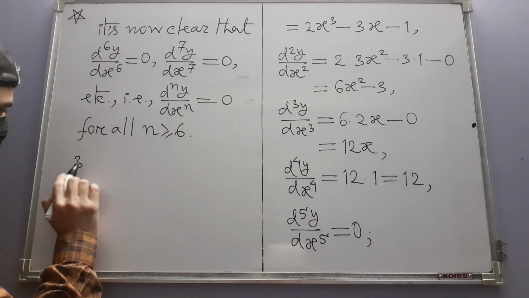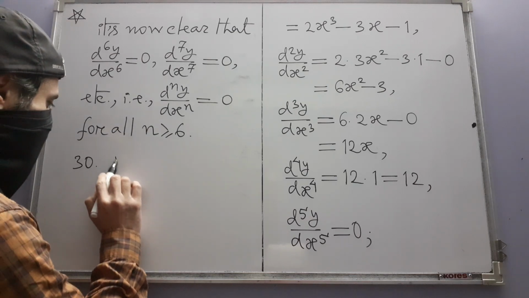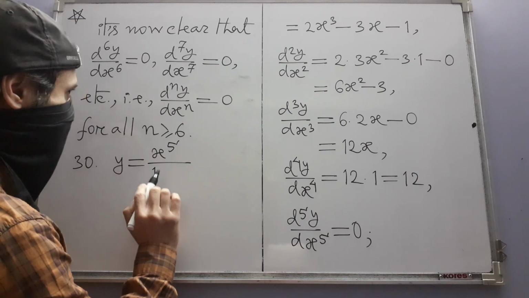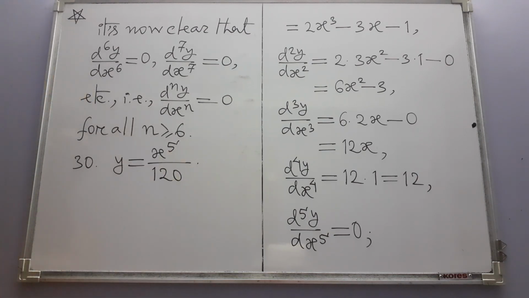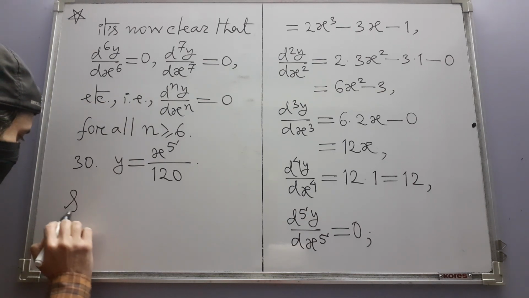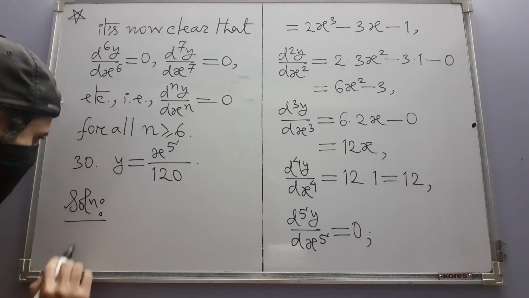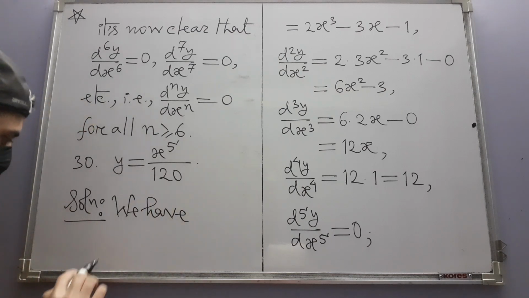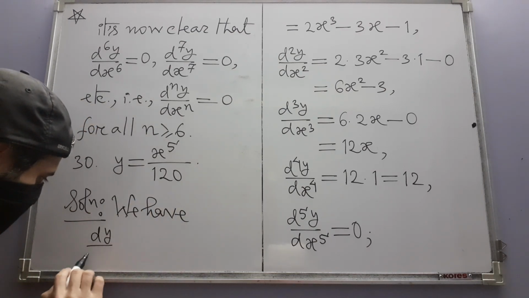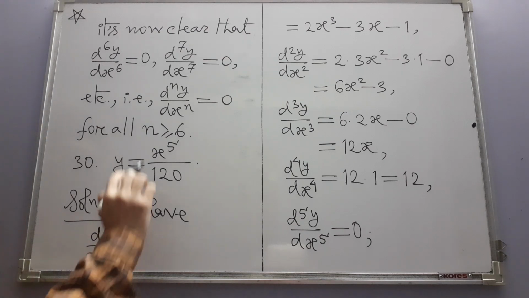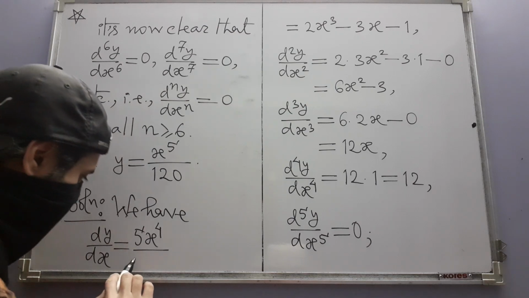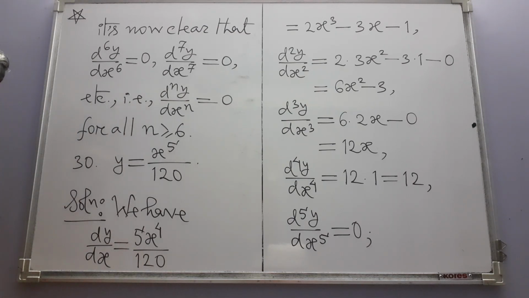Similarly, we have this 30th one. This one is a little simpler than that one in the sense that you have only one term, although it's a 5th degree polynomial. So let's just do this one also and see what we get. We have differentiating the 5th power, we get 5x to the power 4 divided by 120.